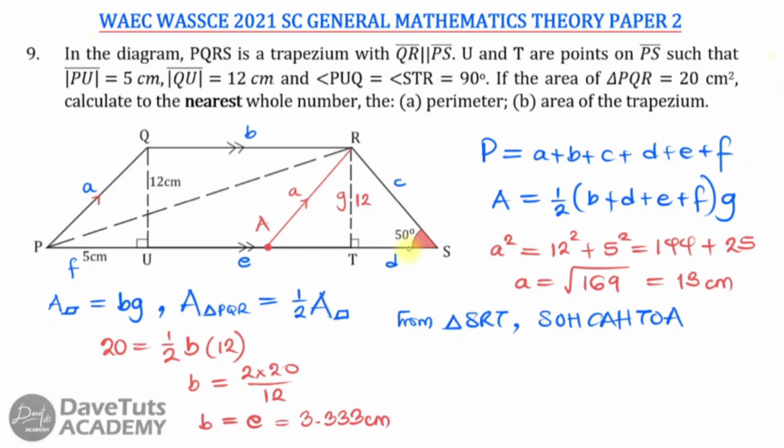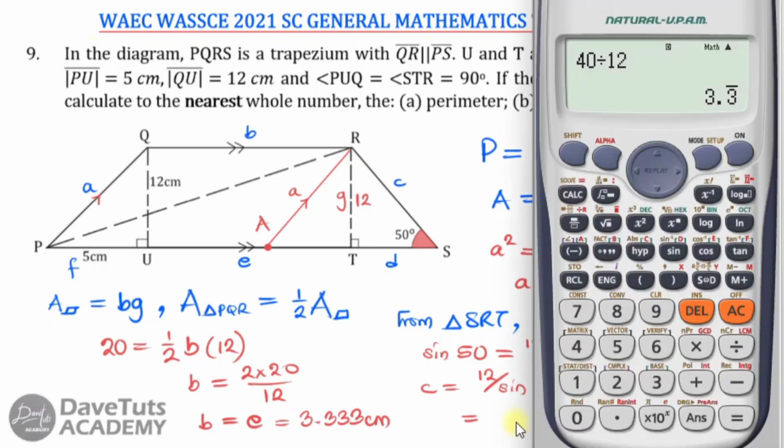In the first case, if I say sine 50 will be opposite, which is 12, over the hypotenuse, which is C, so sine 50 is 12 over C, so that C will be 12 over sine 50. And if I use my calculator, 12 over sine 50, I have 12 divided by sine 50.